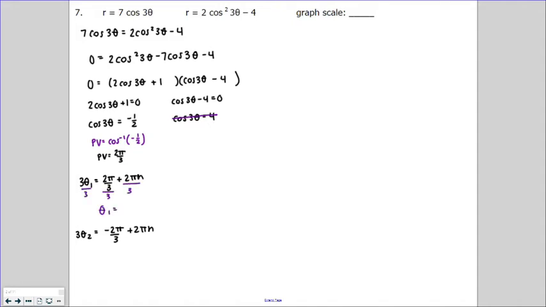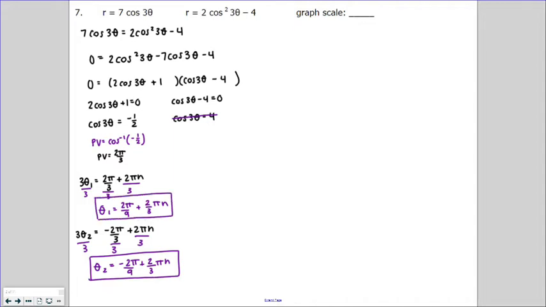Right, so our first general solution equation here is going to be 2 pi over 6, which is going to be pi over 3. Not 6, it's 9. 2 pi over 9 plus 2/3 pi n. And then the second general solution equation, do the same thing, divide by 3. That is going to be -2 pi over 9 plus 2/3 pi n. Okay, so two general solution equations.